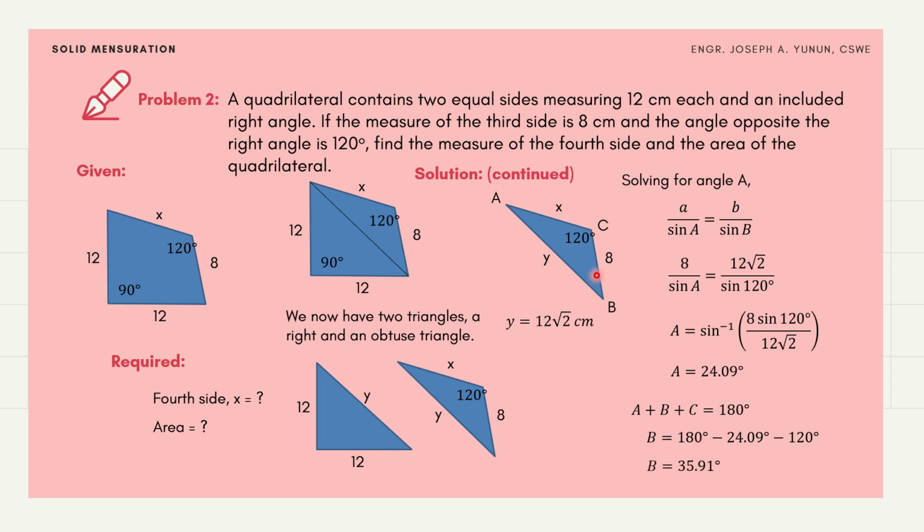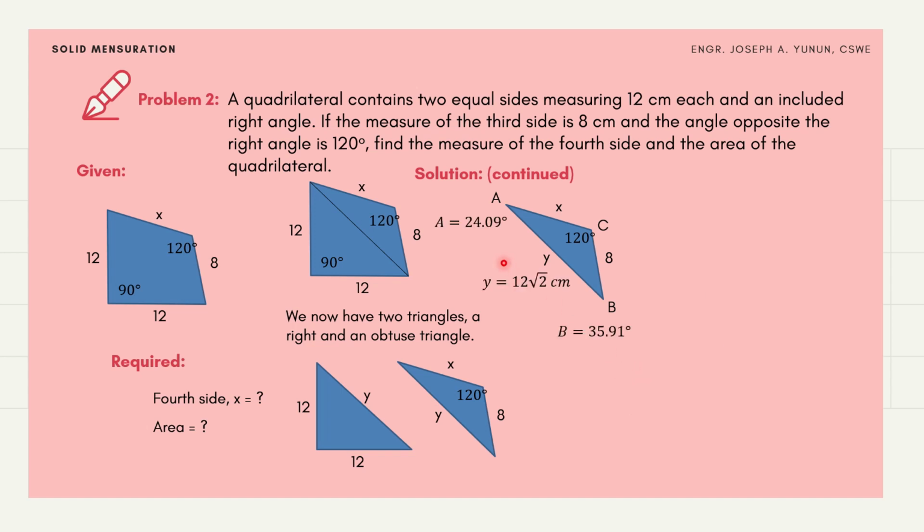35.91 degrees. Okay. So continuing, since we have the diagonal y here, and all of the interior angles are provided, simply I can solve for x. Similarly, you can use law of sine, or you can use law of cosines. You should be familiar with those when dealing with an obtuse triangle.